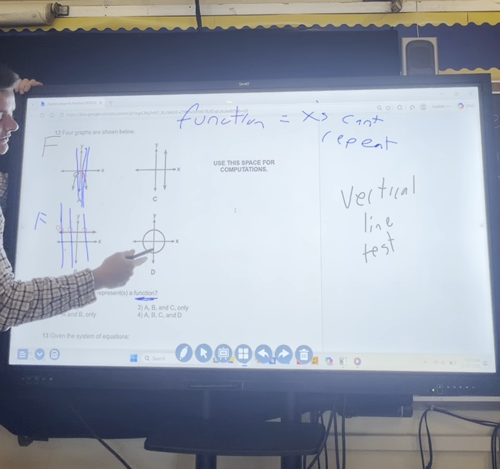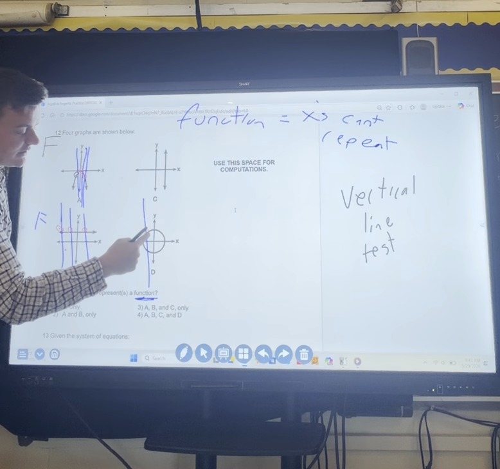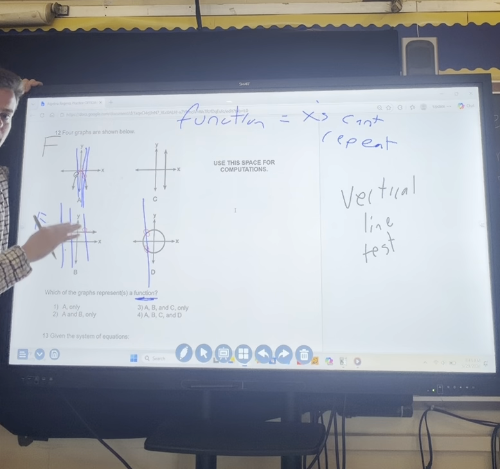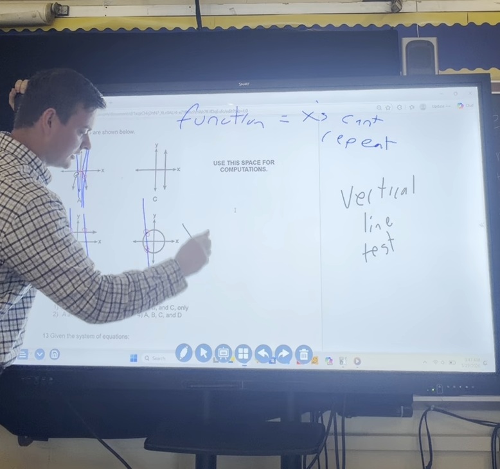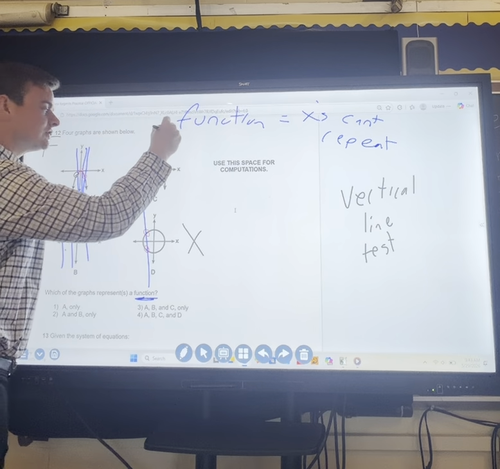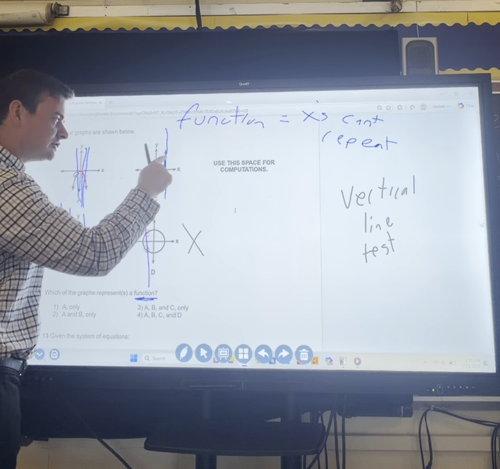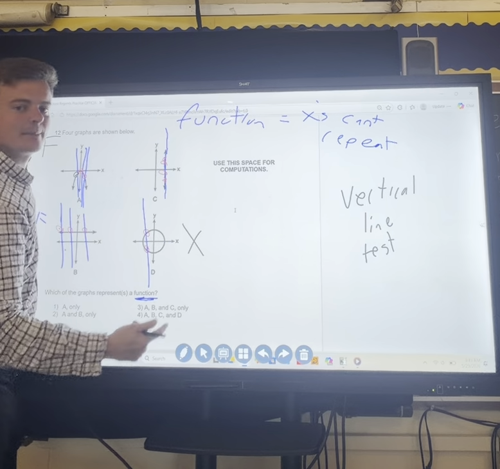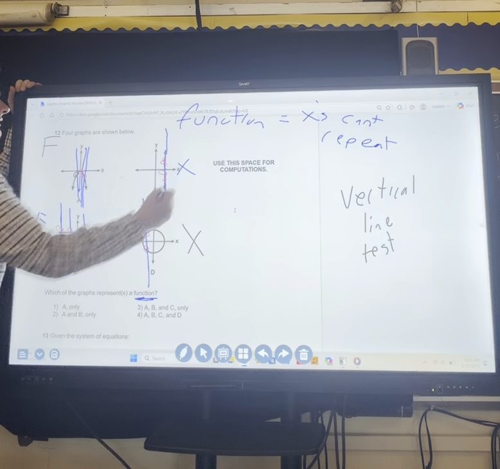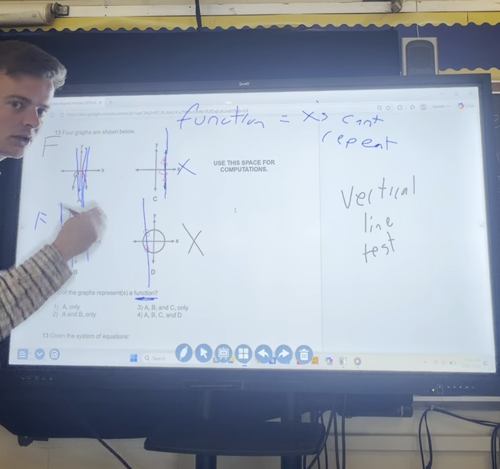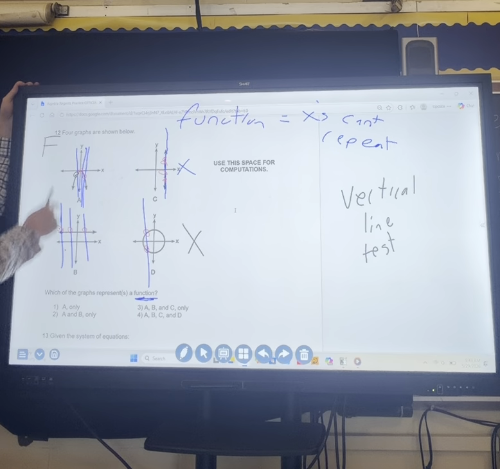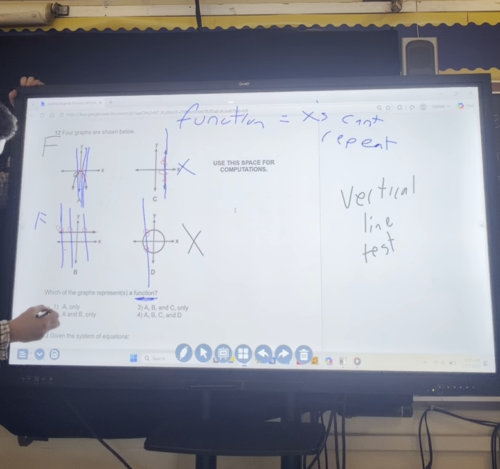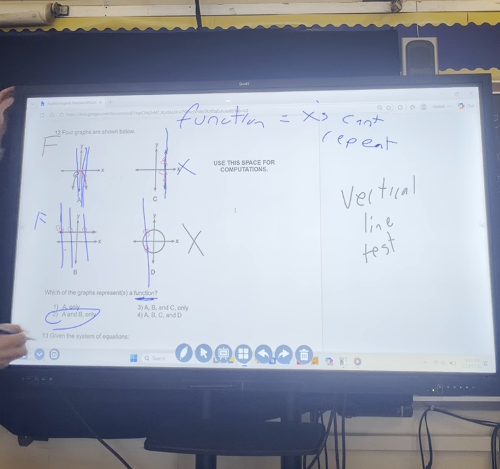That's not the case for D. If I draw a straight line there, I touch in 2 places. Doesn't work. Not a function. If I draw a straight line here, I'm touching at a million places. The mathematical word is an infinite amount of places, and therefore doesn't work. I need to draw straight lines that only touch it once. Therefore, it's only A and B, which is 2.